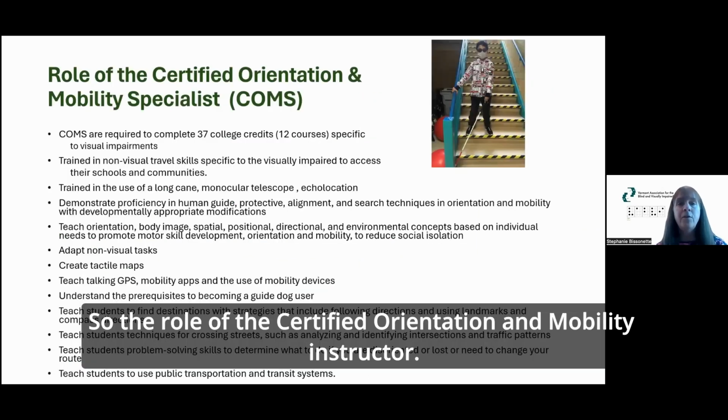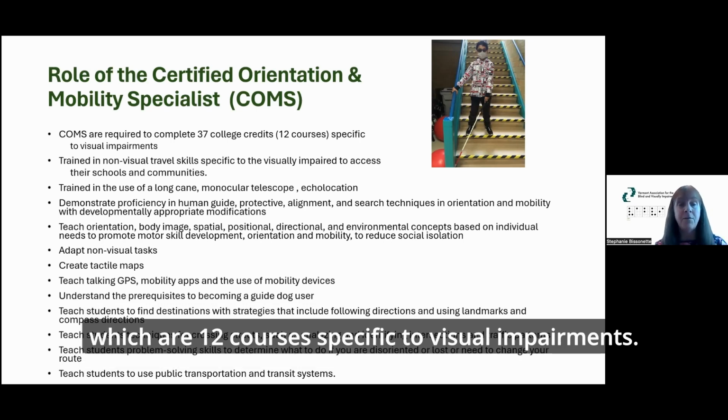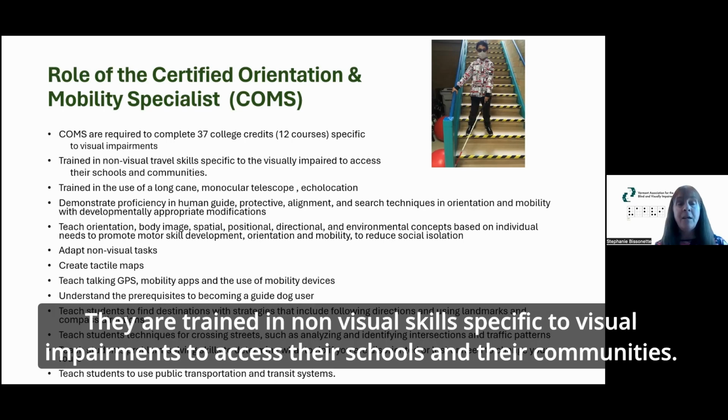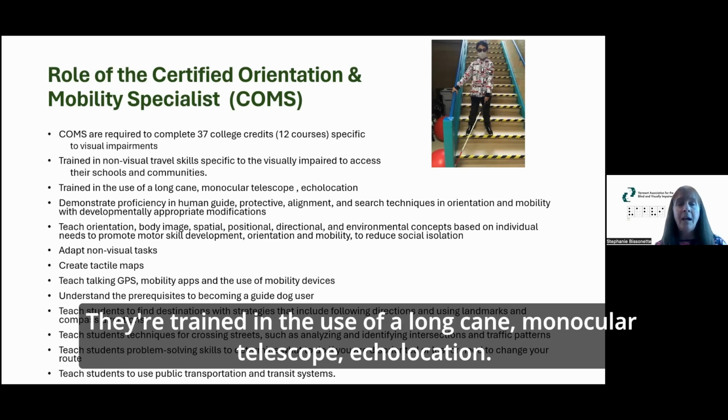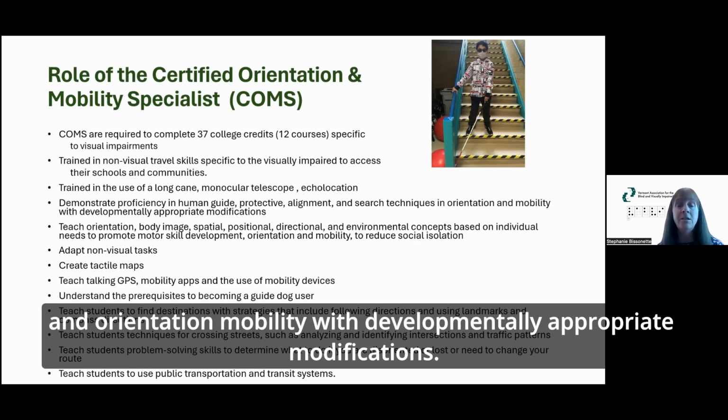So the role of the certified orientation and mobility instructor goes deep is what I'm trying to say. The COMS are required to complete 37 college credits, which are 12 courses specific to visual impairments. They are trained in non-visual skills specific to visual impairments to access their schools and their communities. They're trained in the use of a long cane, monocular telescope, echolocation. They demonstrate proficiency in human guide, protective techniques, alignment, search techniques, in orientation and mobility with developmentally appropriate modifications.